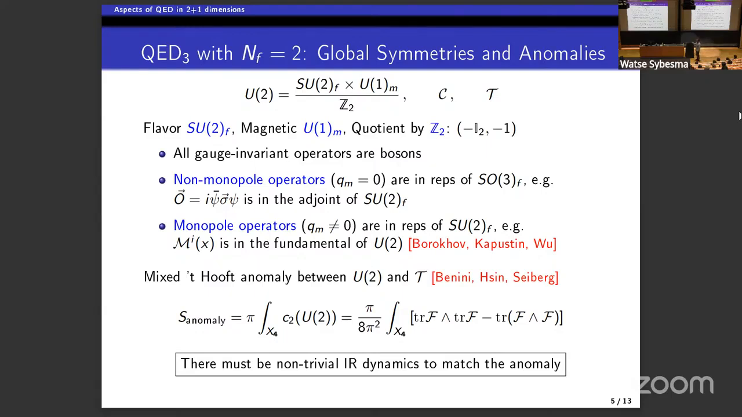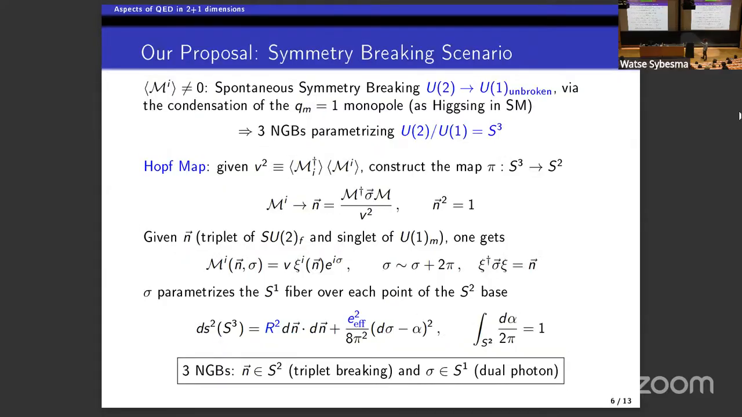Okay, so let me go to our proposal, and then I will try to give some consistency checks of why we think this is the case. So our proposal is the following: the monopole is condensing, the minimal charge monopole is condensing, and you have spontaneous symmetry breaking of the U2 symmetry to an unbroken U1 subgroup. And this is exactly the same as what happens in the standard model, but here it is a global symmetry. So you have 3 Nambu-Goldstone bosons, and they parameterize the sigma model, which has a target space S3.